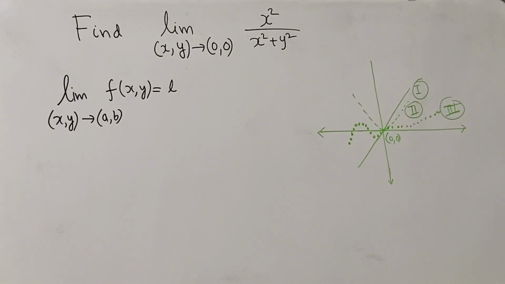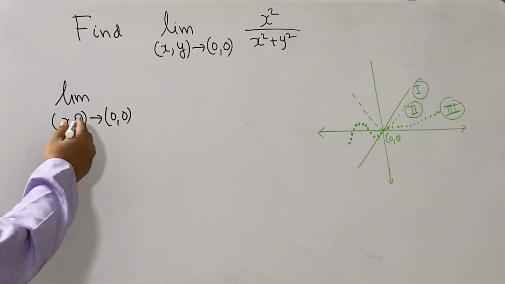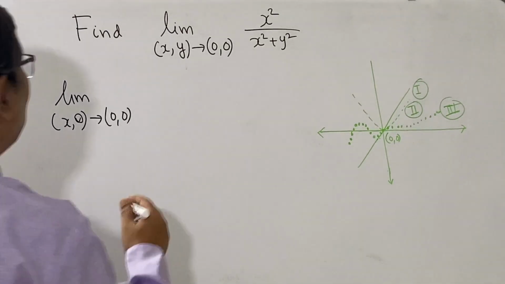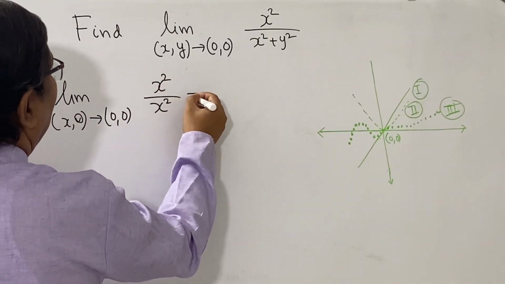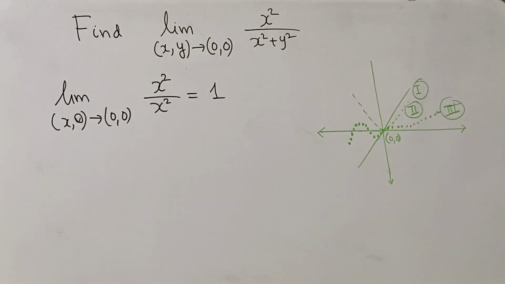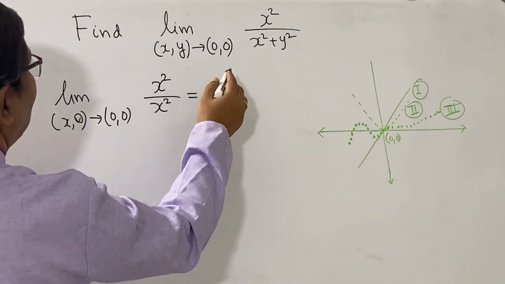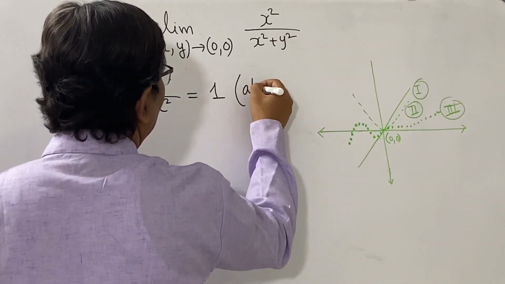Now let's examine the given problem. Let us first think that we are approaching (0, 0) along the x-axis. So y is made 0 here, and along the x-axis we are approaching (0, 0). In that case we have y equal to 0, so this is x squared by x squared, and the limit is 1. So along the x-axis, the limit of x squared divided by x squared plus y squared as (x, y) goes to (0, 0) is equal to 1. This is the limit along the x-axis.